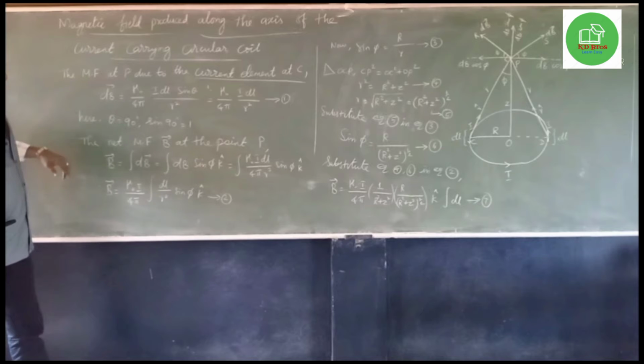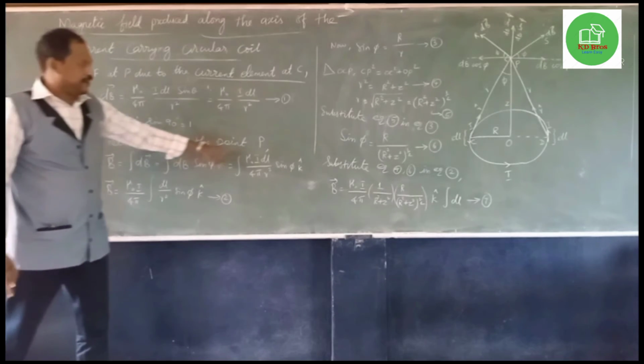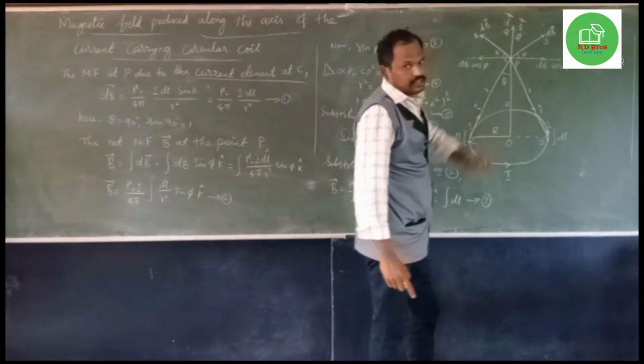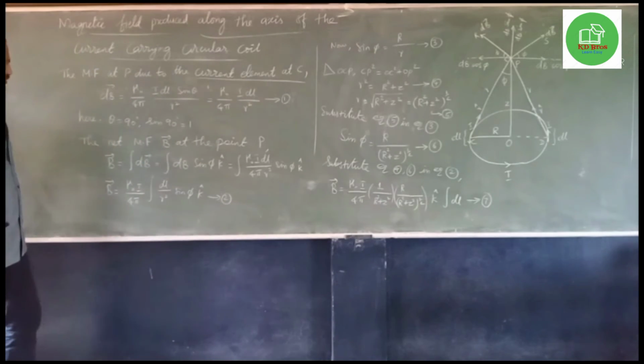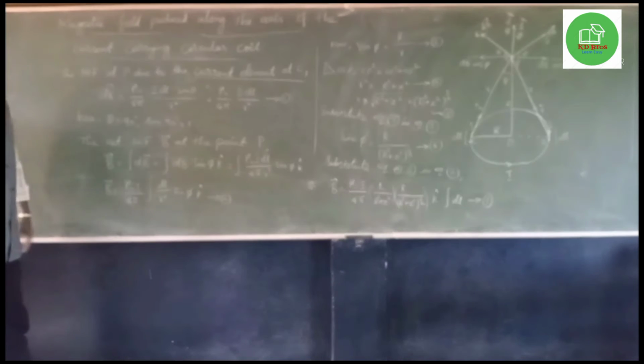Next we have to find the net magnetic field B vector at the point P. The net magnetic field is the total magnetic field at point P, and this will be denoted by B vector.